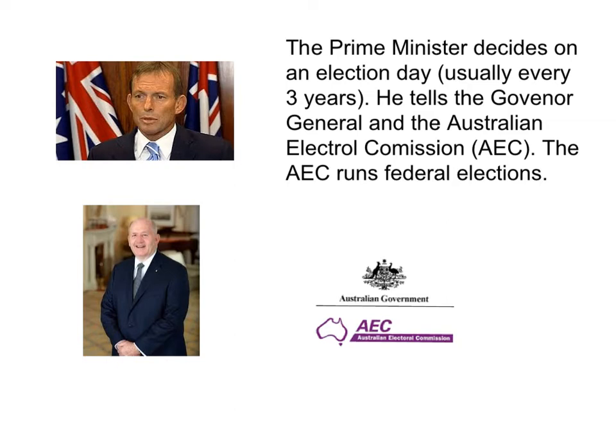So, how do we go about electing members of the House of Representatives or the Senate to Parliament? First of all, the Prime Minister decides roughly every 3 years when they'd like to hold the election. It's up to the Prime Minister to decide the exact date. Once the Prime Minister has decided, then he tells the Governor-General. If the Governor-General agrees, so if both these people agree, then they tell the Australian Electoral Commission and they are instructed to run or hold an election.